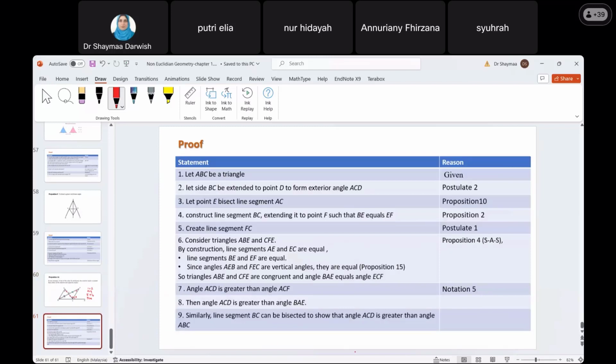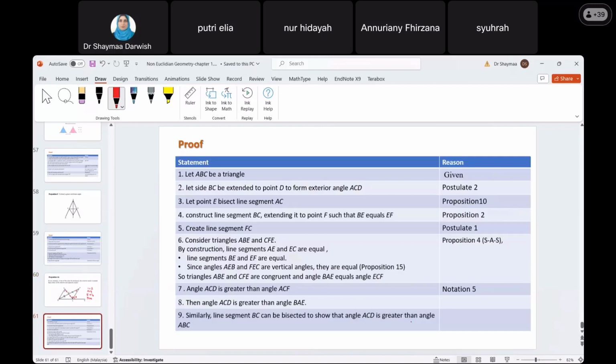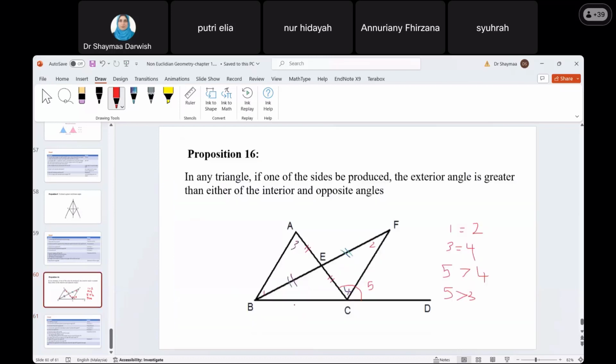By the same way exactly, you can prove that this angle, ACD, is greater than ABC. By using the same approach, we need to bisect the line BC. You need to bisect this line by a point and do the same steps again to prove that 5 is greater than this angle.